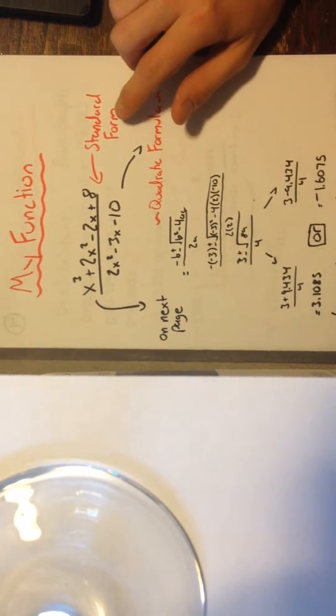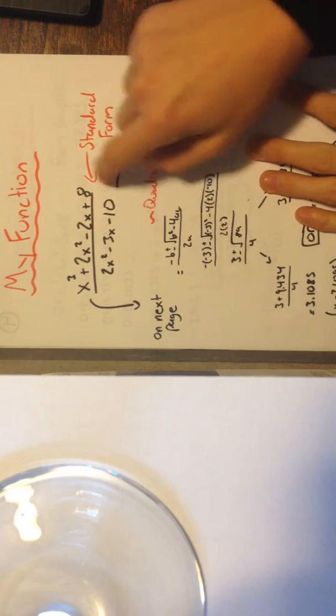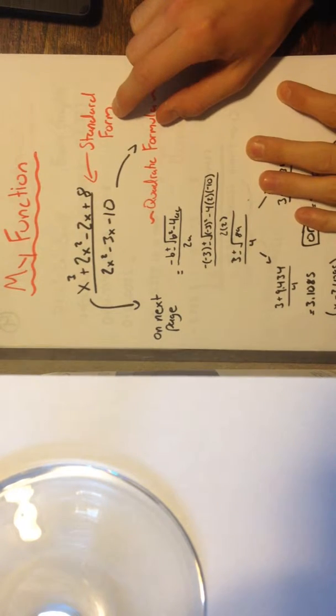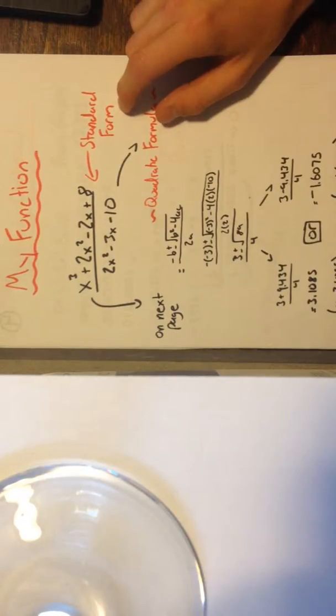Okay, now I'm going to focus more in on my function. Here we see this is my function right here, and it is currently in standard form. What I first want to do with my function is put it in factored form, because it'll help me find many things such as the asymptotes.